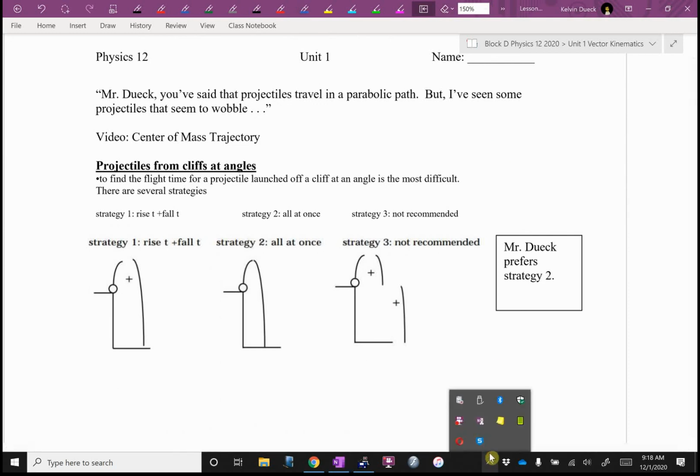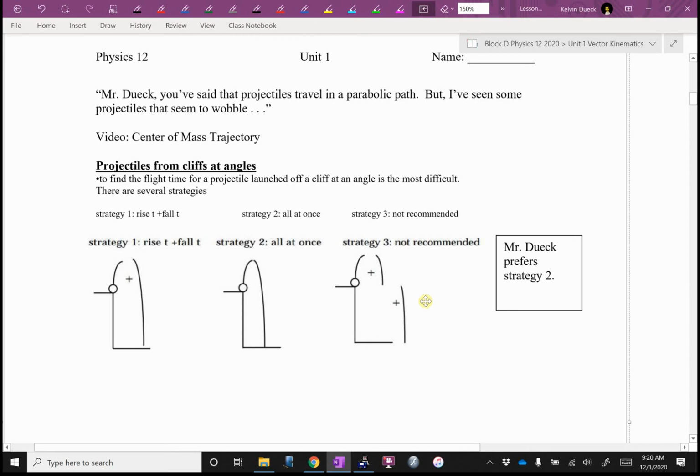Put your pencils down, look up. We did horizontally from a cliff. That one was easier. We didn't even have to go components because Vy initial was 0 when you launched from a cliff horizontally. Didn't have to do the trig. Then we did ground at an angle. That was tougher. Did I say angle? We had to go components. The toughest is from cliffs at angles.